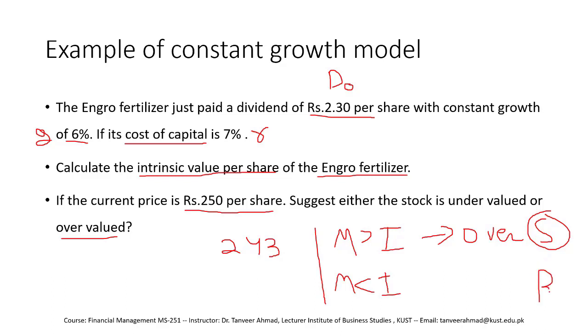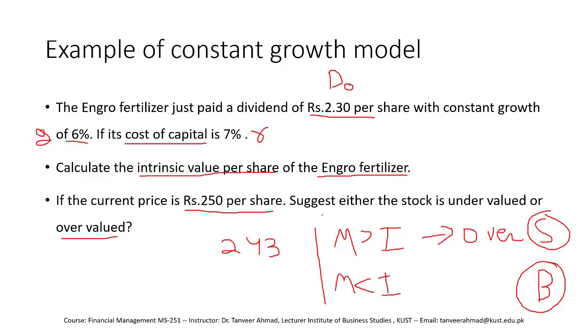When market price is less than intrinsic value, we buy it. Or if we already have the stock, then we hold it. We hold it till the market value is equal to the intrinsic value or higher than that.